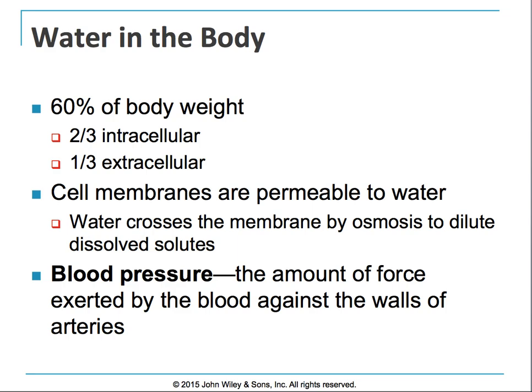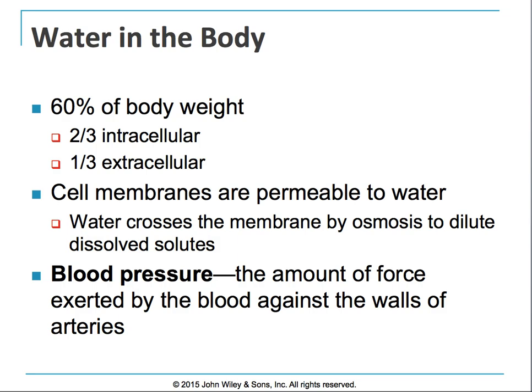Water in the body. Water makes up 60% of your body weight. 2/3 of that is intracellular and 1/3 is extracellular. So when we're talking about intracellular water, we're talking about the water that is inside of your cells, whether that's in your muscle cells or epithelial cells or any type of cell. 2/3 of the water in your body is inside the cell and 1/3 is on the outside. So that would be like in your blood or other fluids that surround cells in your body.